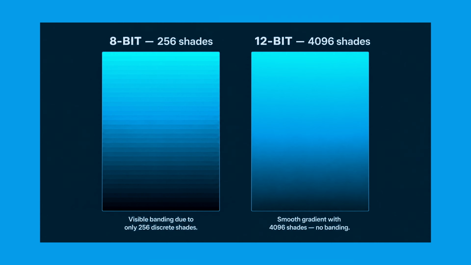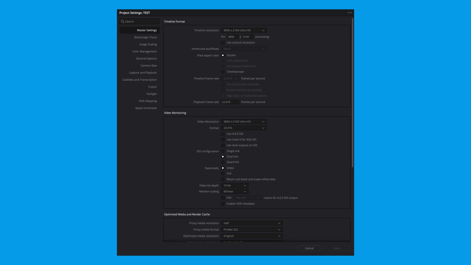10-bit, which gives you 1024 shades per channel, and it's the professional standard for color work. And then we have 12-bit, which gives you 4096 shades per channel, and this is used for high-end cinema and HDR mastering. Then we have monitor scaling. This determines how Resolve scales the image when the timeline resolution doesn't perfectly match your monitor's resolution.